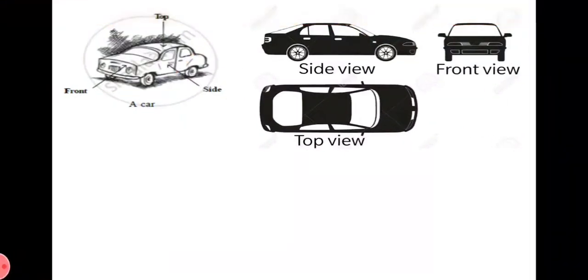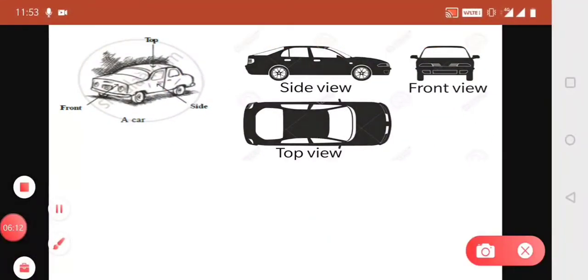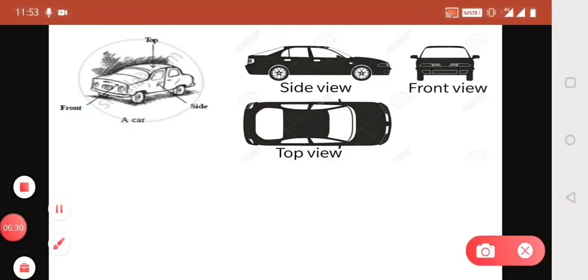Now if you look at the car from the front side, that is where the engine part of the car is. Here you can see in the figure, this is the front side engine part. Here also you can see the front view consists of the engine part. And then the top view. If you look at the car from the top, that is from upside. Suppose you are standing in some balcony on the first floor or second floor and then watching the car.